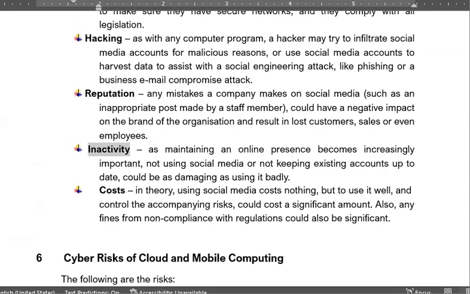Inactivity. As maintaining an online presence becomes increasingly important, not using social media or not keeping existing accounts up to date could be as damaging as using it badly. Costs. In theory, using social media costs nothing, but to use it well and control the accompanying risks could cost a significant amount. Also, any fines from non-compliance with regulations could also be significant.